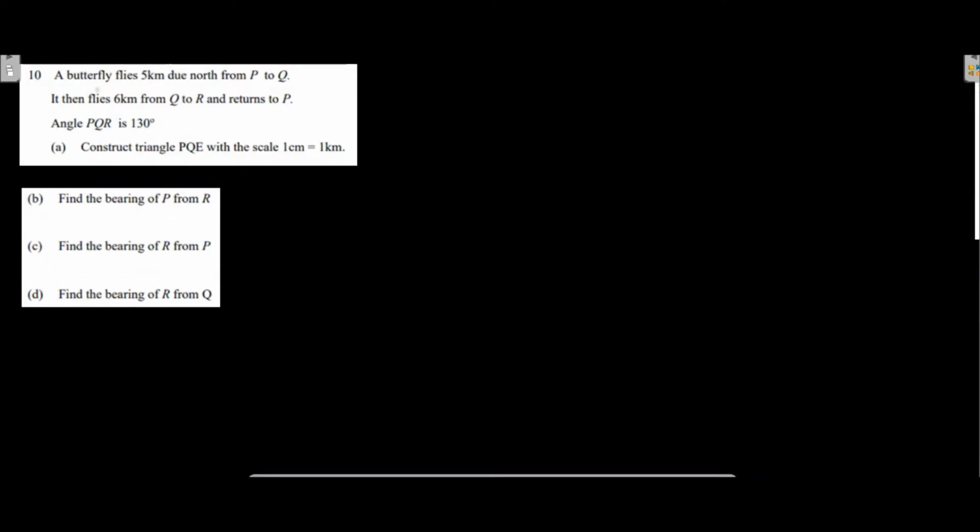This question says a butterfly flies 5 kilometers due north, from P to Q. There is a point P, and from P to Q it flies due north. Upward means north side, right? So it flies north. How many kilometers? 5 kilometers.